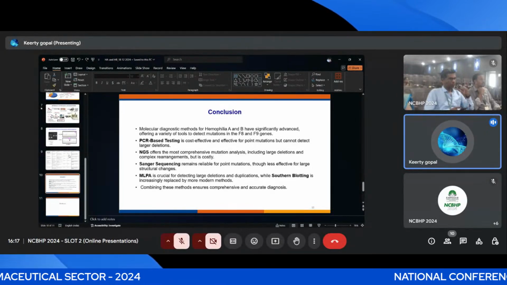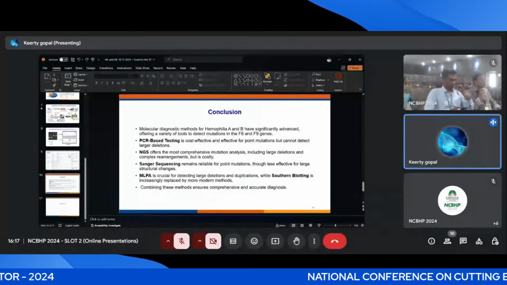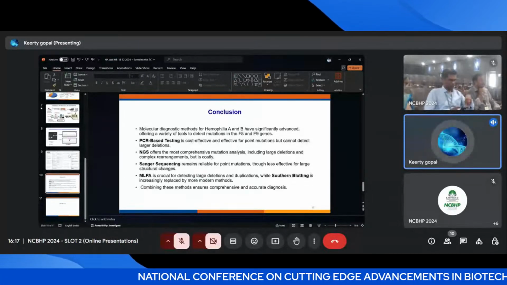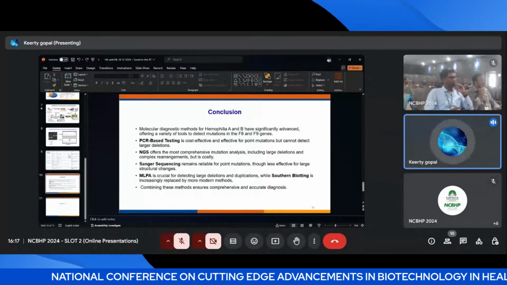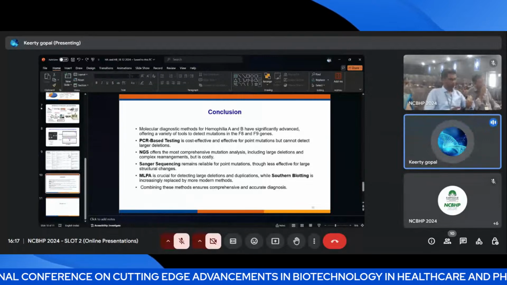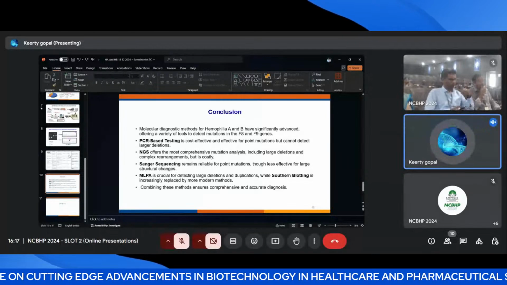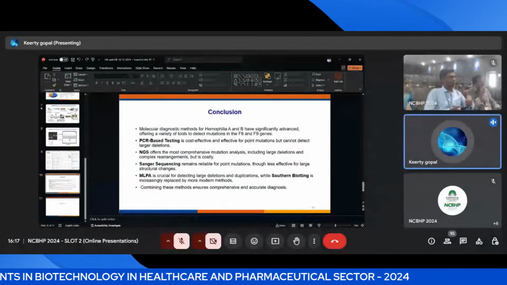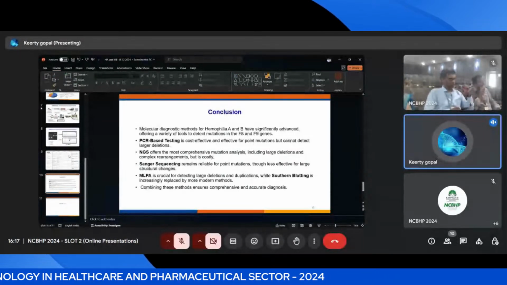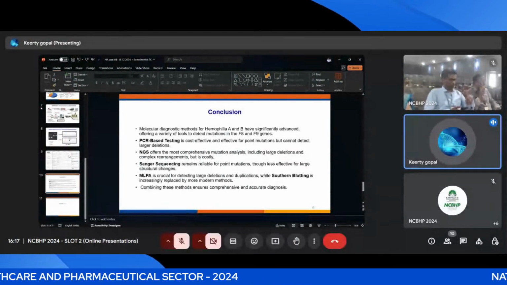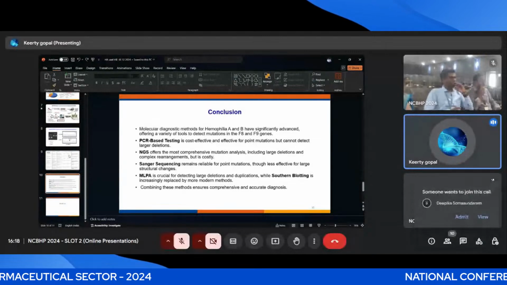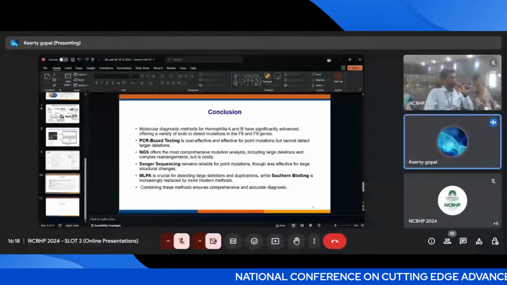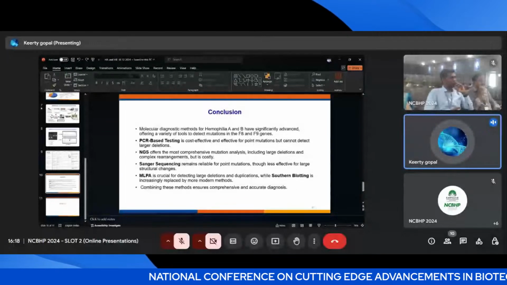mutation by the Sanger sequencing, which remains the reliable method for point mutations. These are the gold standard of the diagnostics of hemophilia A. So next is coming the MLPA. It's crucial for detecting large duplications and deletions, and Southern blotting is increasingly being replaced by the modern methods. Now comparing these methods to ensure a comprehensive and accurate diagnosis.